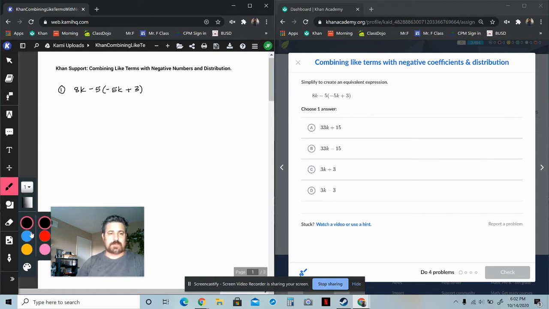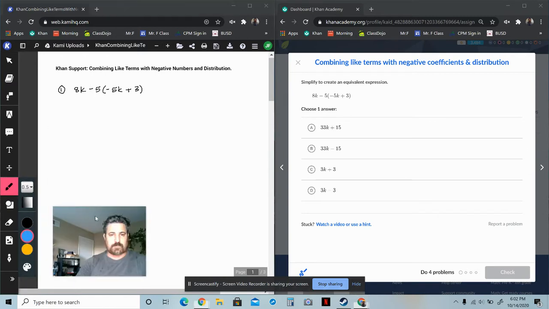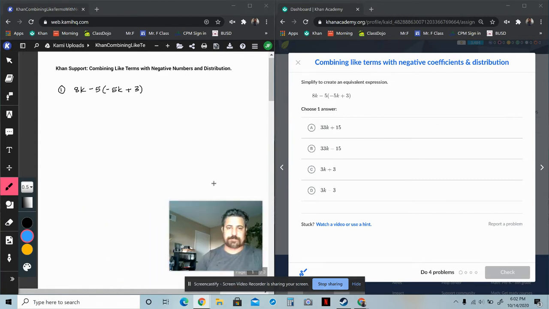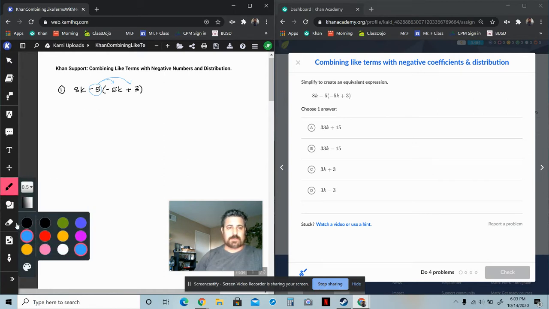So the first step in this problem is to take this negative 5, and not just the 5, but a negative 5, and distribute. Let me move myself over a little bit. There we go. So you're going to take this negative 5 and multiply through the parentheses, multiplying each term inside the parentheses by that negative 5. That's the distributive property.